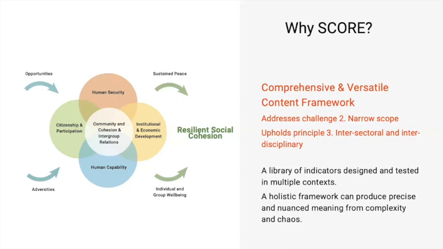The SCORE content framework is also interdisciplinary and intersectional. It basically looks at a wide range of library of indicators designed and tested in multiple contexts, from Ukraine to Nepal, from Liberia to Afghanistan, and calibrates each of these indicators when it goes to a new context to make sure that they are spot on. We didn't have a Soviet nostalgia indicator until we rolled out SCORE in Eastern Europe and Caucasus.